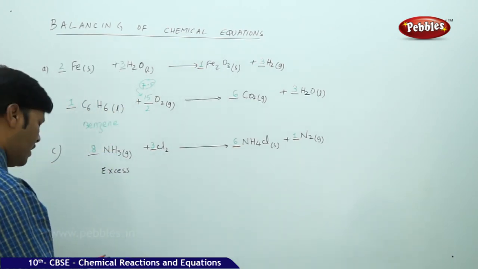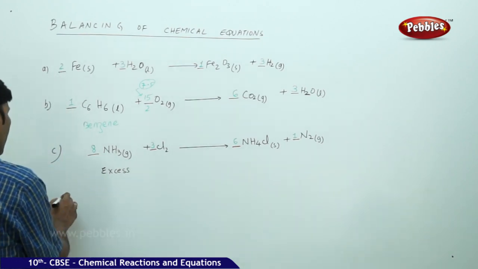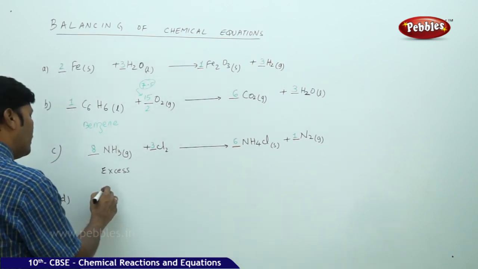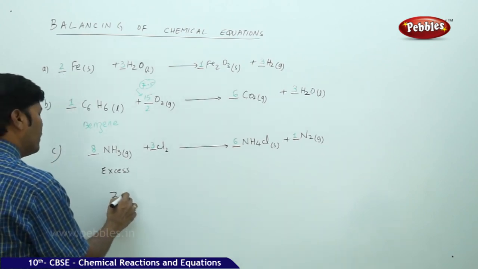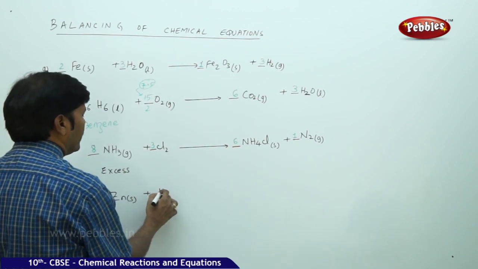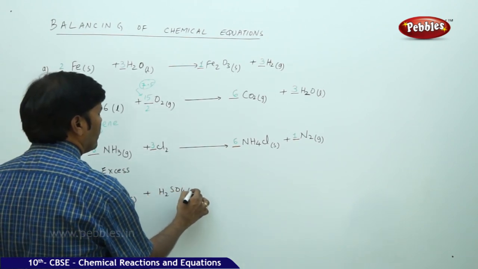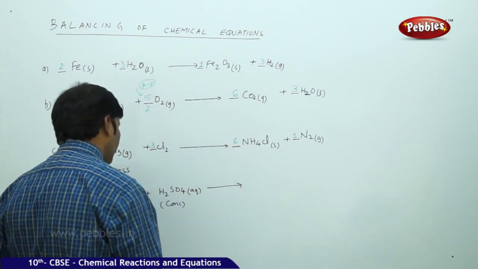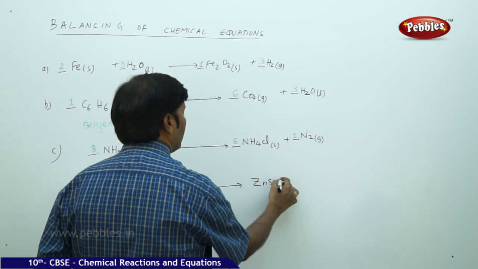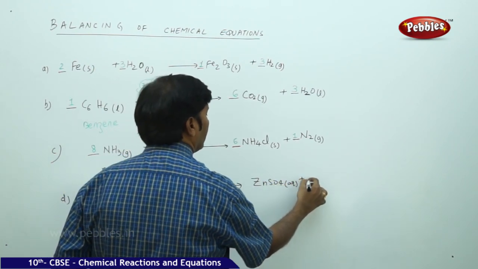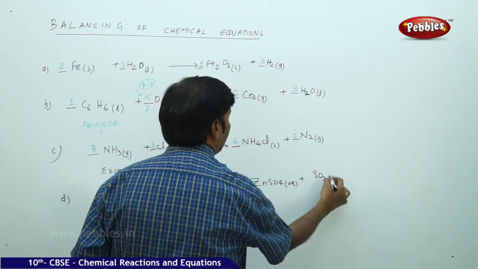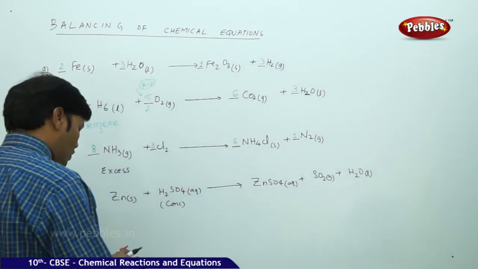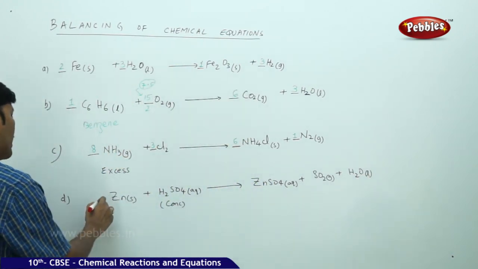So this is one of the typical examples. Likewise, one more last example I would like to give you. Suppose for example you are taking zinc solid reacts with H2SO4 aqueous concentrated, giving rise to zinc sulfate aqueous plus sulfur dioxide gas plus H2O liquid. So you have to balance this equation.